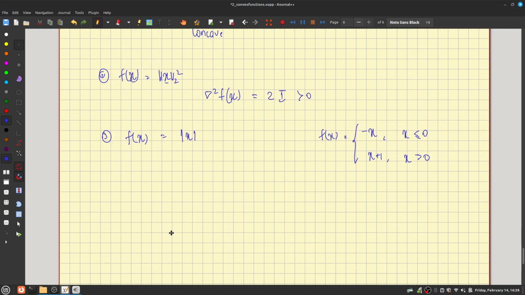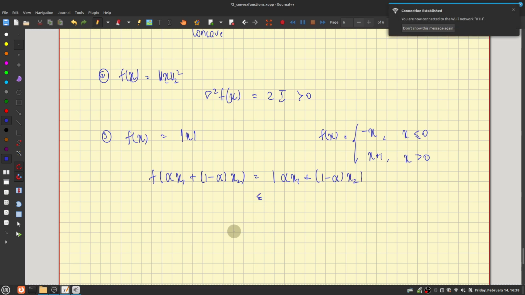But let's try to go back to the definition of convexity. What I need to show is that f of alpha x1 plus 1 minus alpha x2, for any pair x1, x2 and for any alpha between 0 and 1, should be less than or equal to alpha f of x1 plus 1 minus alpha f of x2. But what is this equal to? This is nothing but mod of alpha x1 plus 1 minus alpha x2, correct?